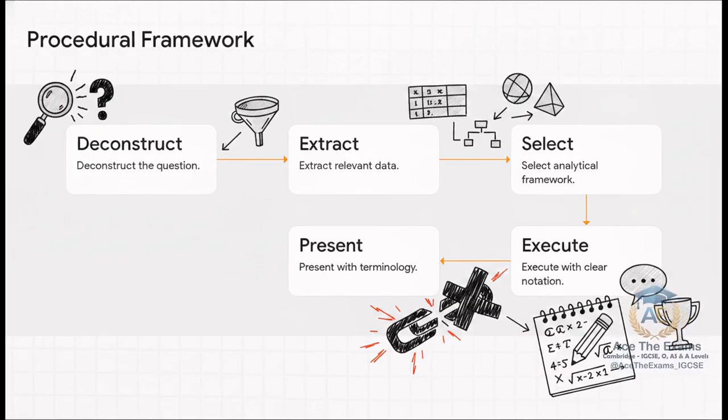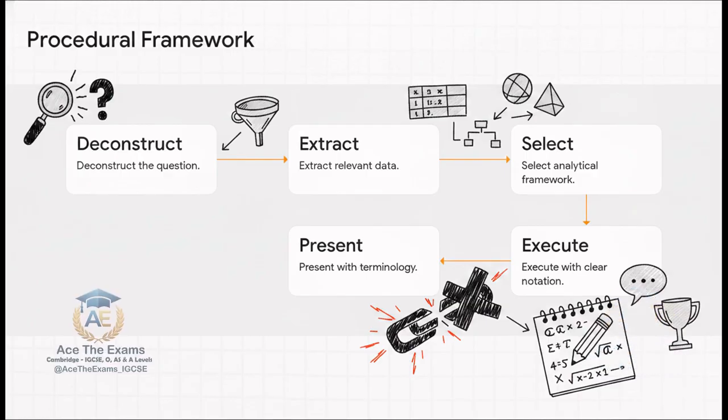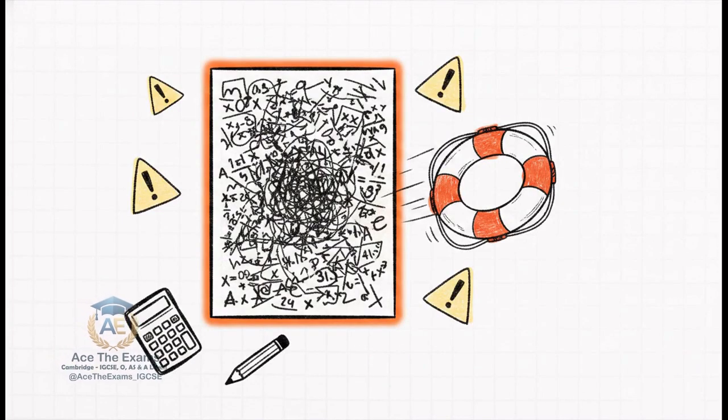Now listen closely. If you skip Step 4, that execution phase, you are in serious danger. And that brings us to a massive examiner alert. Students lose marks by not showing working. If your exam paper is just a mess of numbers with no clear steps, you will lose marks.